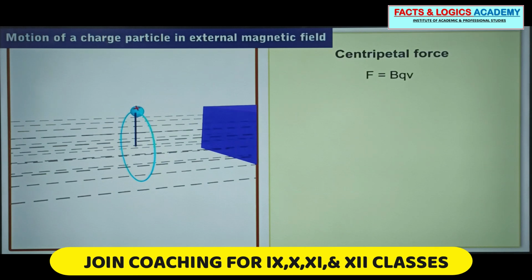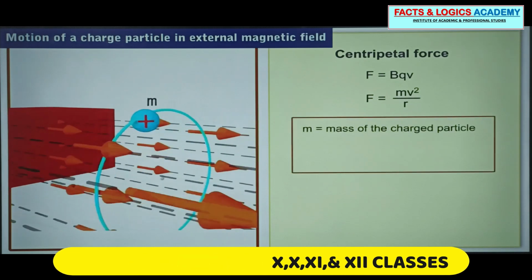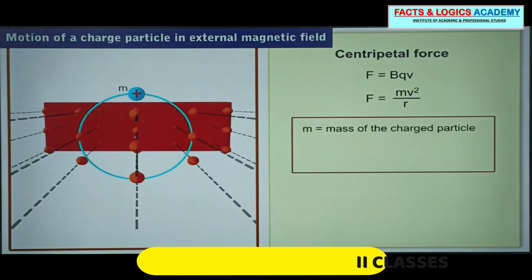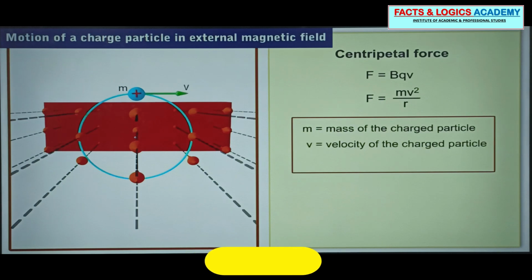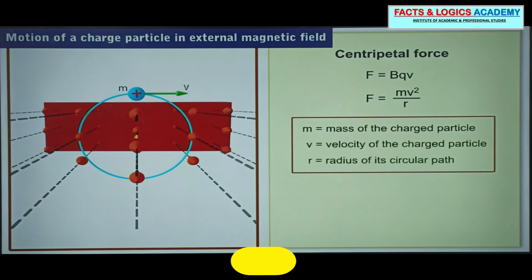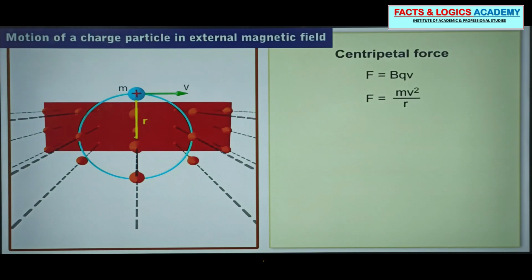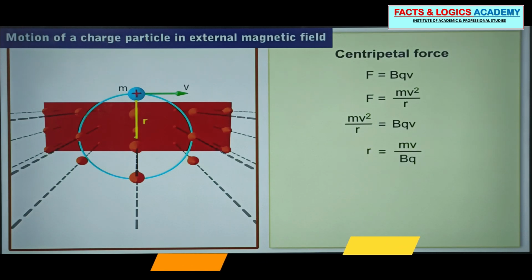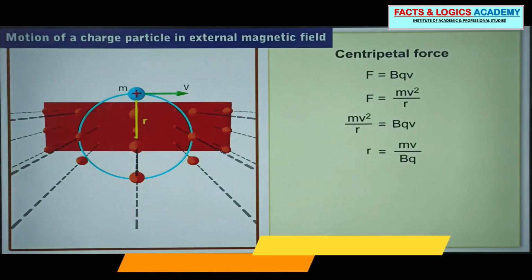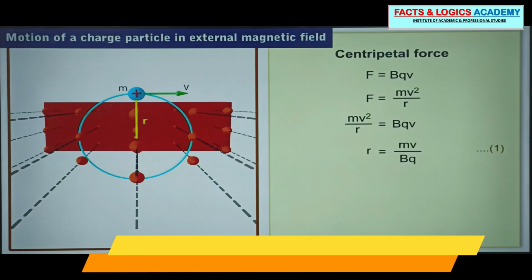By definition, the centripetal force is denoted by mv square by r, where m is the mass of the charged particle, v is its velocity, and r is the radius of its circular path. Equating these expressions, we get the radius of the circular path r is equal to mv by BQ. Let us label this as equation 1.